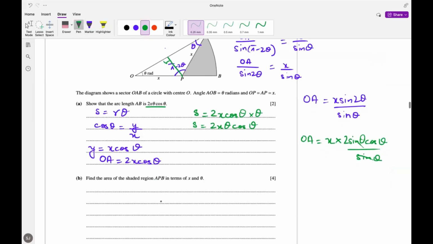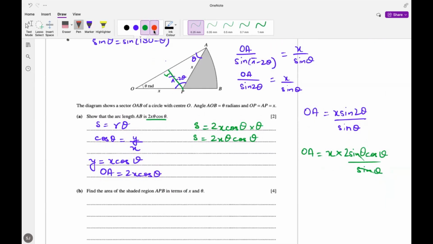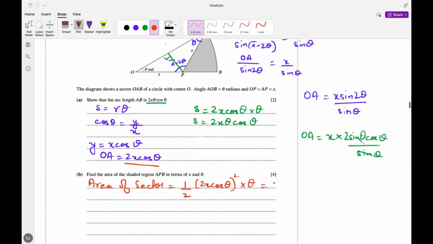In part B, we have to find the area of the shaded region in terms of x and theta. To find the area of the shaded region, first we'll find the area of the sector. The area of the sector is given by the formula half r squared theta. In place of r, we have 2x cos theta, so this will be 2x cos theta whole squared multiplied by theta. We can simplify it to write it as 4x square cos square theta upon 2 multiplied by theta. So this will become 2x square cos square theta multiplied by theta.